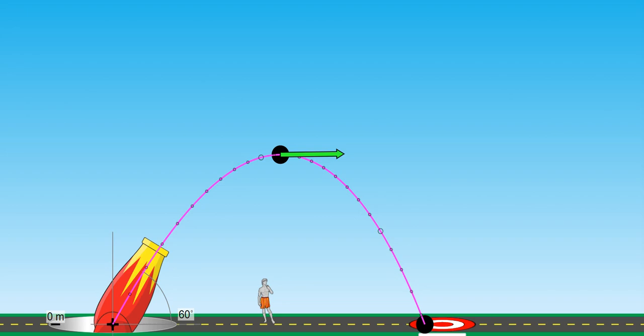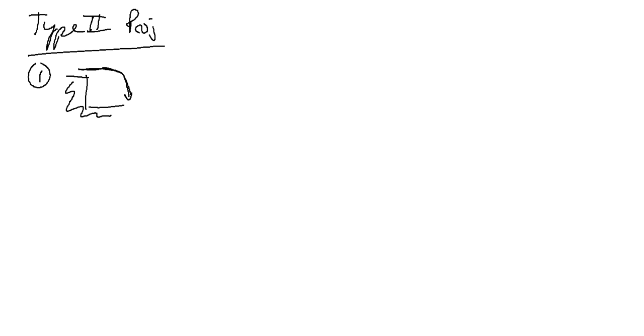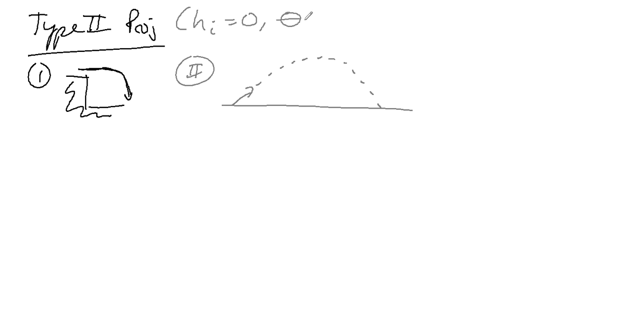Okay, so let's go back to the other screen and map this out for a type 2 question. A type 1 question, we had that. A type 2 question is basically shooting like this, going up like this, and coming back down. If we look at type 2 projectile questions, the initial height is going to be equal to 0, and the initial angle is not going to be equal to 0. That's basically what I like to call type 2.